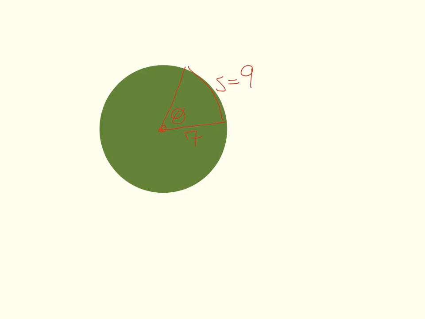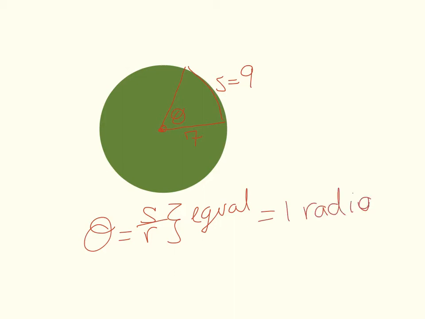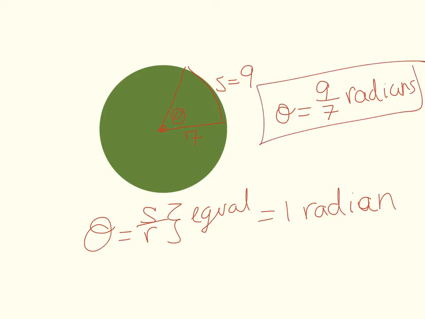Well, if you think back to when we first started learning about radians, our formula for theta is taking your arc length and dividing it by your radius. That's how we figured out what 1 radian was. 1 radian is when these two are equal, when your arc length is equal to your radius. Well, in our case, our arc length is different than our radius, but we can still use this formula to find the value. So in this case, theta of this circle would be equal to my arc length, which is 9, over my radius, which is 7. That's how many radians that angle would be, and that's determined by the relationship between the arc length and the radius.